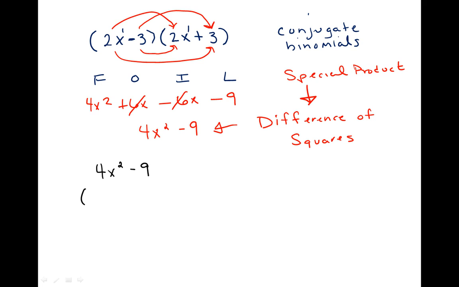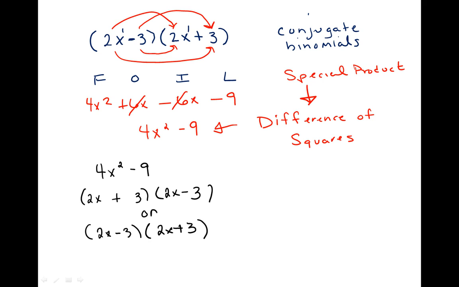To factor this, you would draw your two sets of parentheses. You know that 2x times 2x is 4x squared. You know that 3 times 3 is 9. And then you know that one of these has to be positive and one negative. Or you could write it as 2x minus 3 multiplied by 2x plus 3. One or the other. The commutative property of multiplication allows us to do that.